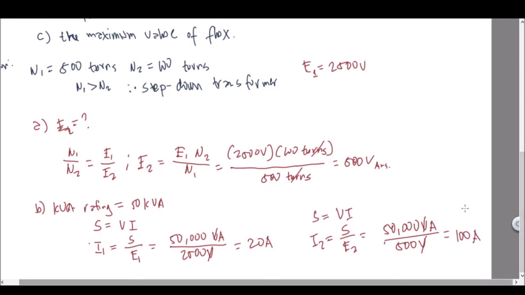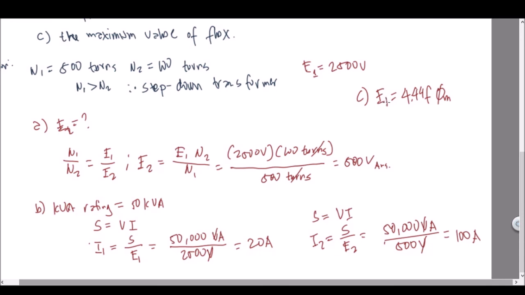Okay, then the last one is the maximum value of flux. So maybe we could write here letter C, since I ran out of space. Going back to the EMF equation of our transformer, we have this one: 4.44, then the frequency, this is the maximum flux, then times the number of turns.